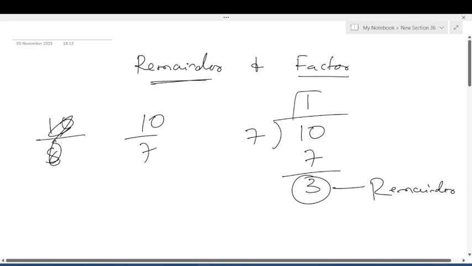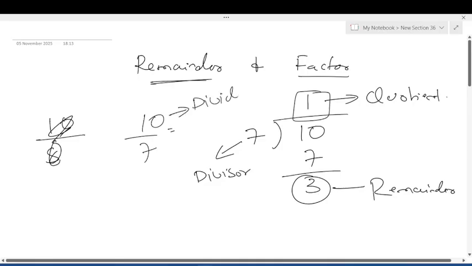Remainder is 3. The one on top you call quotient. This 7 is known as divisor. 10 is known as dividend. The numerator is known as dividend, D-I-V-I-D-E-N-D. The denominator is known as divisor. 1 is known as quotient, and 3 is known as remainder. Fine? 3 is known as remainder, students.